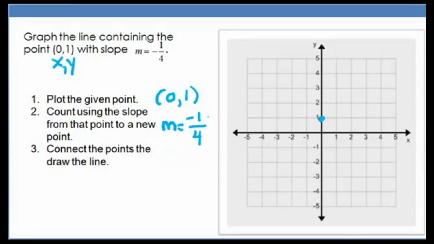Remember, numerator is our vertical change, denominator is our horizontal change. Right, so we're going to go to the point we already plotted, and we're going to count with our slope. So we're going to go down 1 space, and then we're going to go across to the right 4 spaces. Make a new point, and then we will connect those points to draw our line.